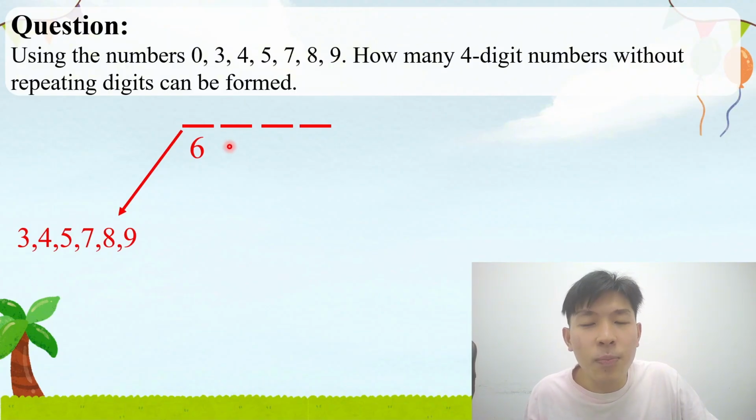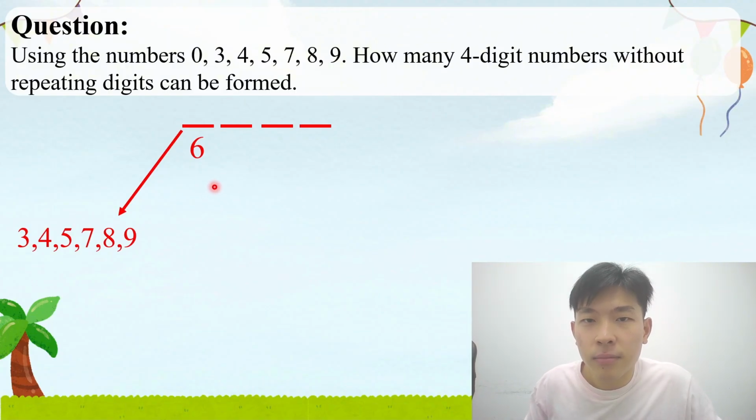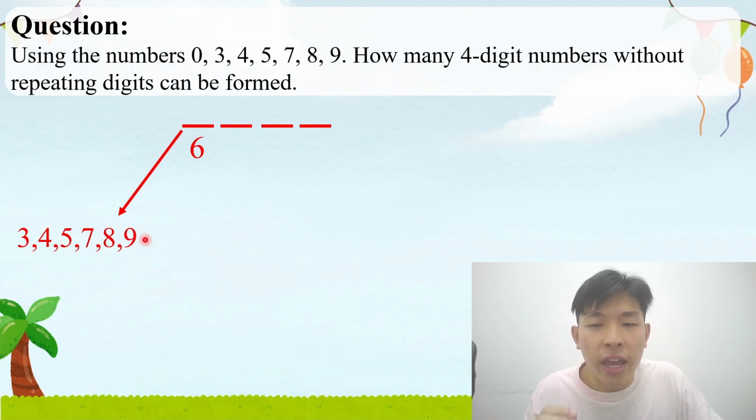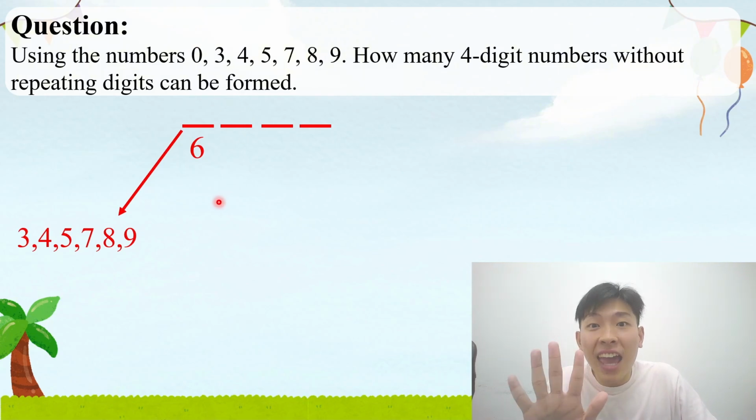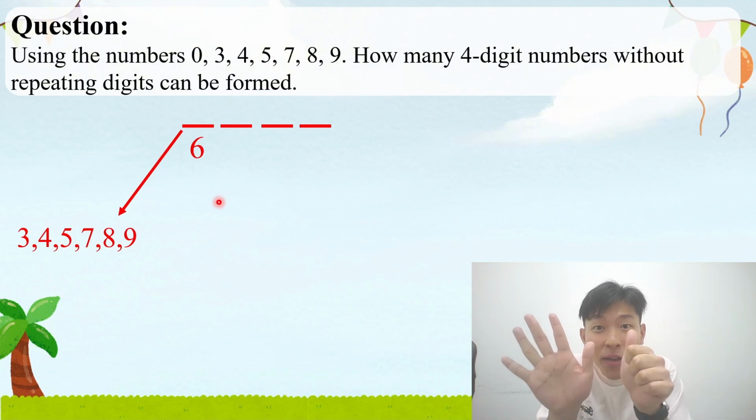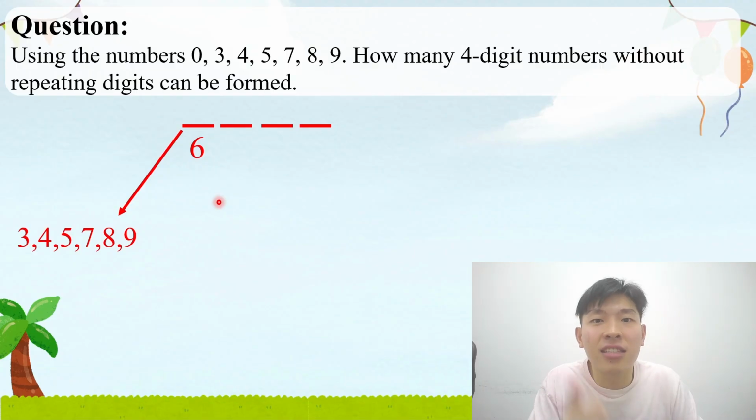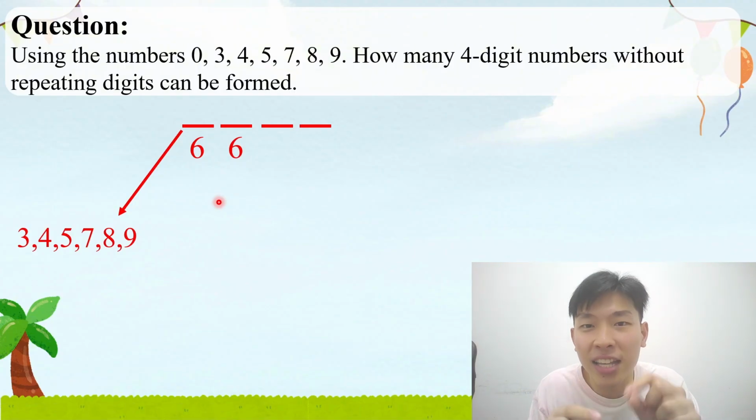And for my hundreds place, how many choices? Is it 5? Now, we can only choose from 3, 4, 5, 7, 8, 9. So if I choose 1 away, I'm going to be left with 5 numbers. But for this place, can I have 0? I can, which means that I'm going to add 1 more choice to become 6. So there are actually 6 choices here. So keep in mind, this is the trick that we need to take care of.